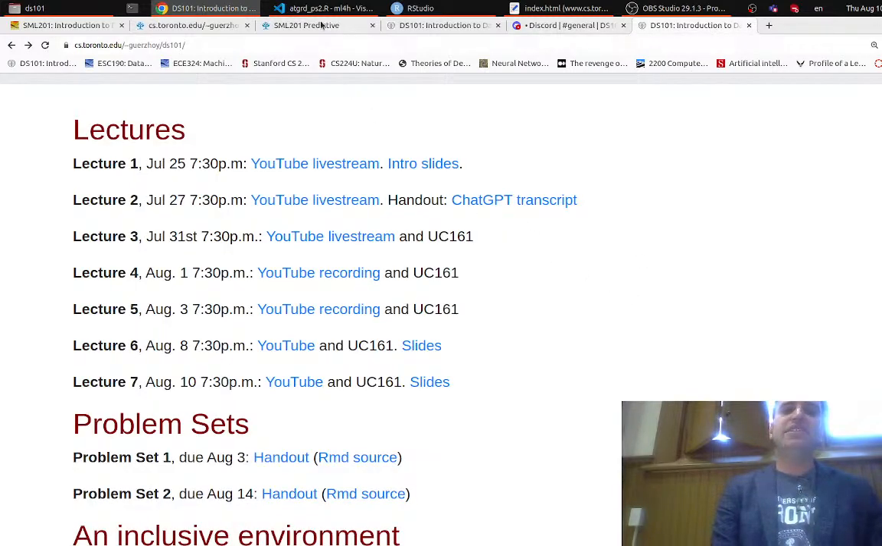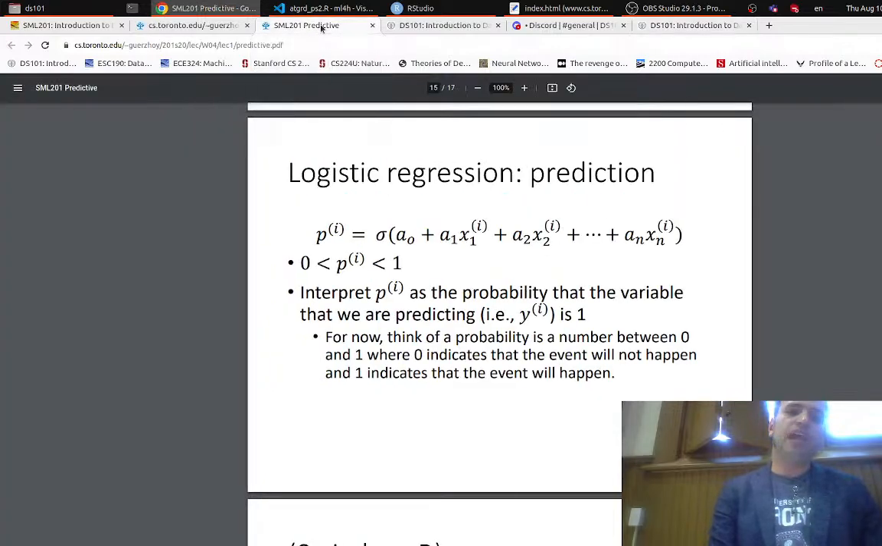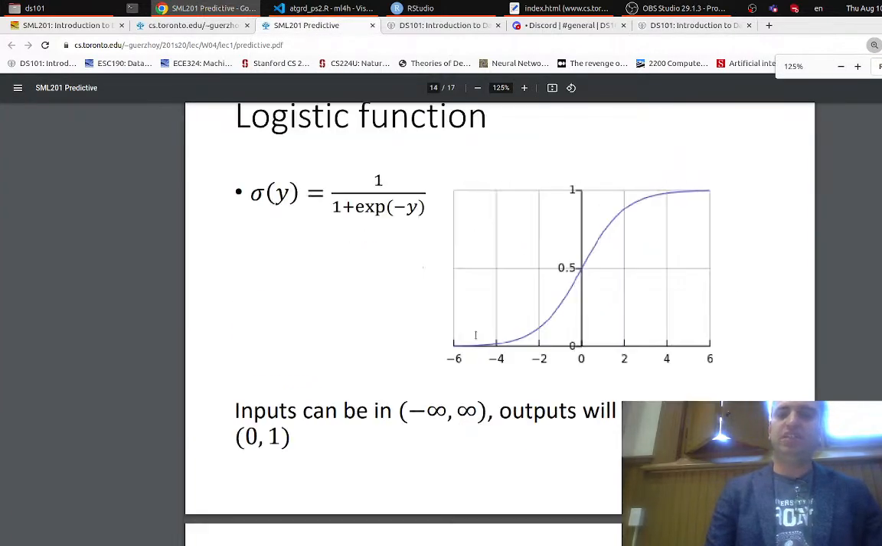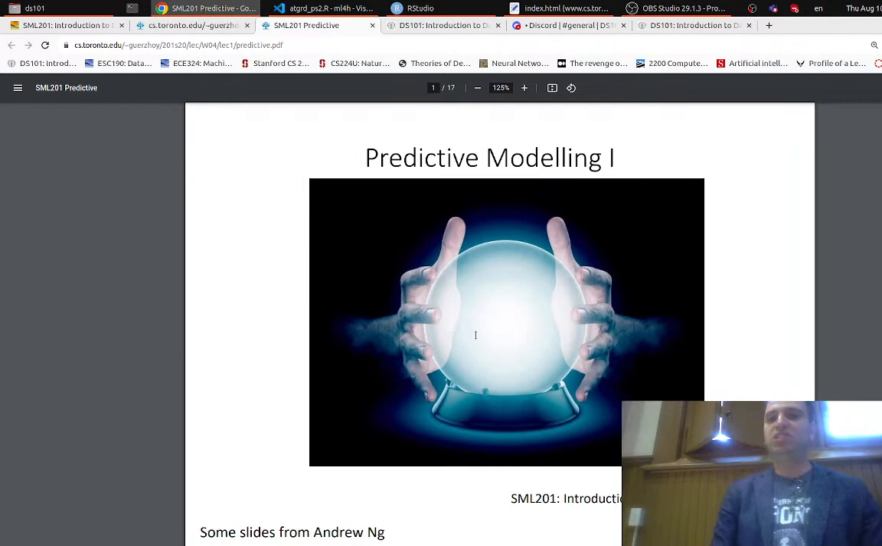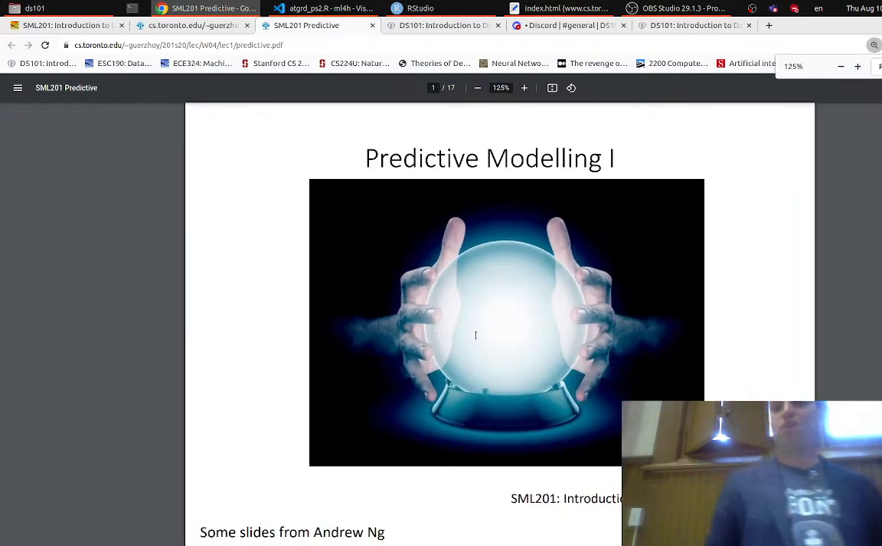So that's that. What I want to talk about today is slightly different. That's the other piece of this mini course, which is predictive modeling. So trying to predict future data from past data.